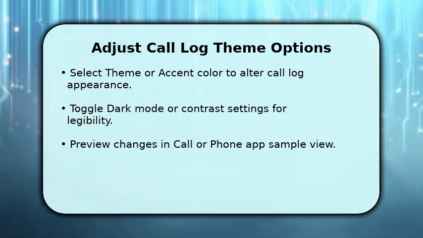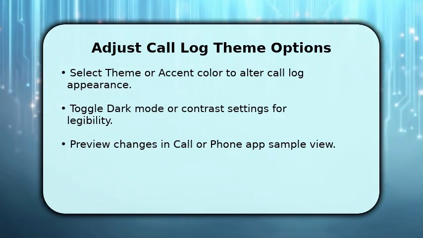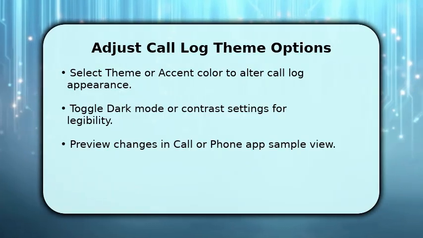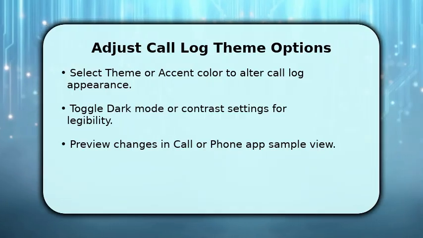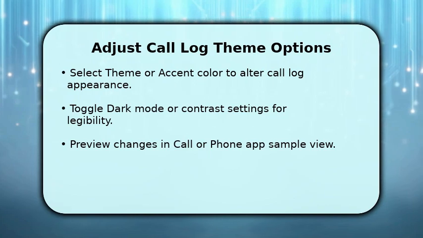You can preview changes in the built-in sample area. Use that to confirm contrast. If specific call items don't change, check phone app settings for app-level theme overrides and sync them with system choices.